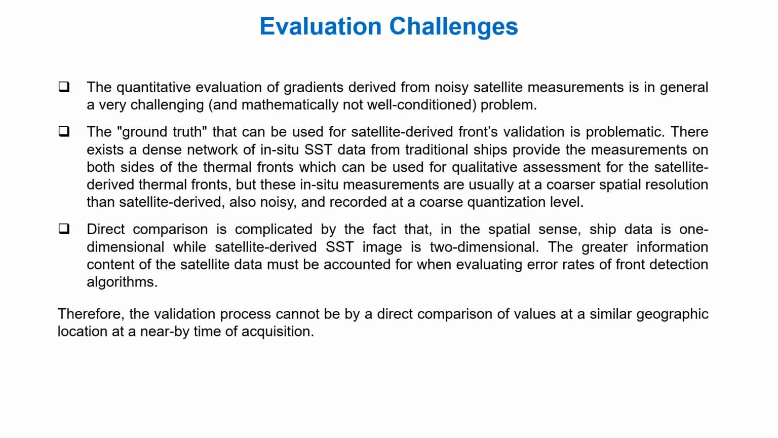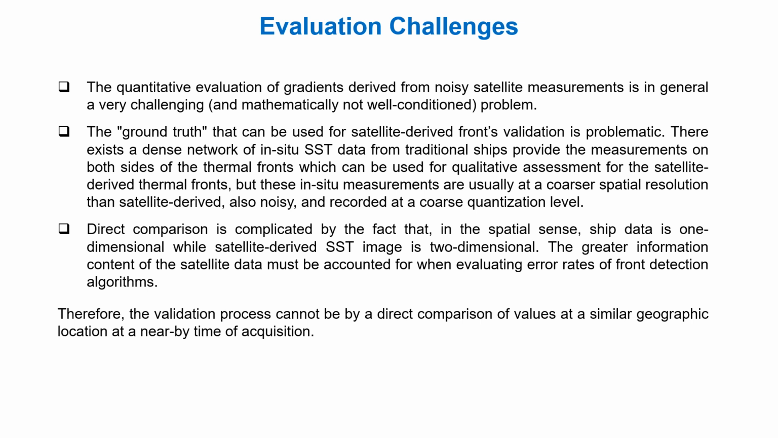There exists a dense network of in situ SST measurements. These are from buoys, Argo floats, drifters, and ships. Buoys are stationary, Argo floats are too sparse, and the drifters sit most of the time on one side of the front. Ships can be used for validation, but these in situ measurements are usually at a coarser spatial resolution than the satellite-derived, also noisy, and recorded at a coarser quantization level. The last challenge is complicated by the fact that the ship's track is one-dimensional, while satellite-derived SST is two-dimensional.